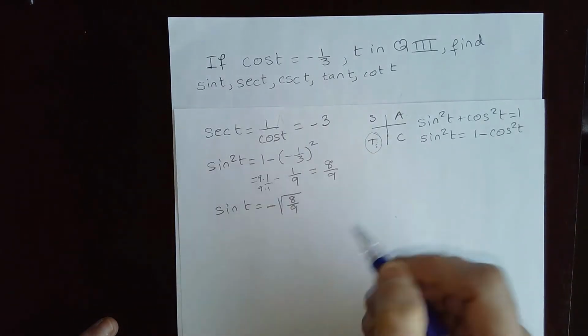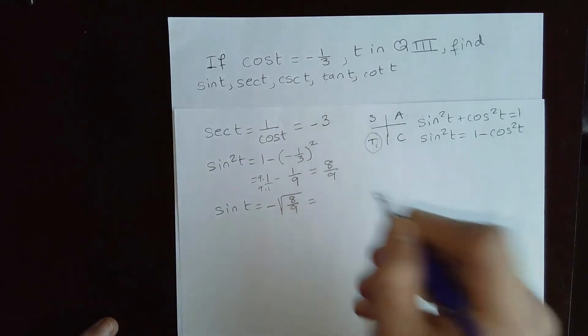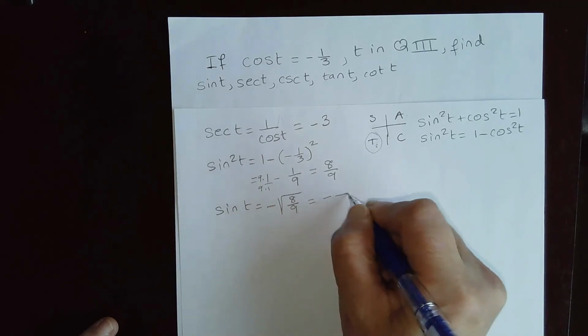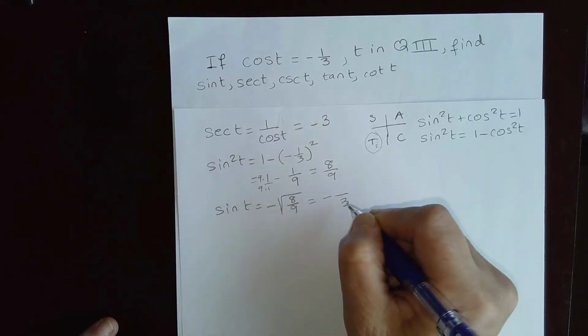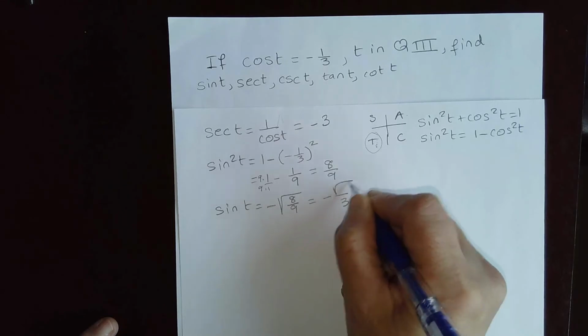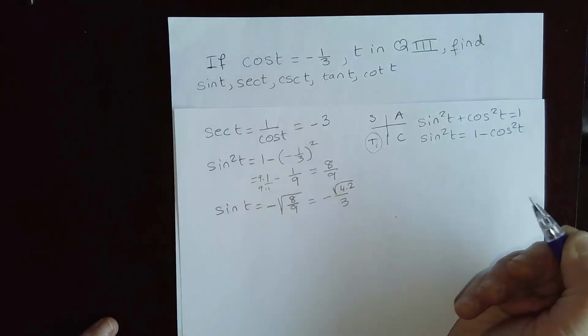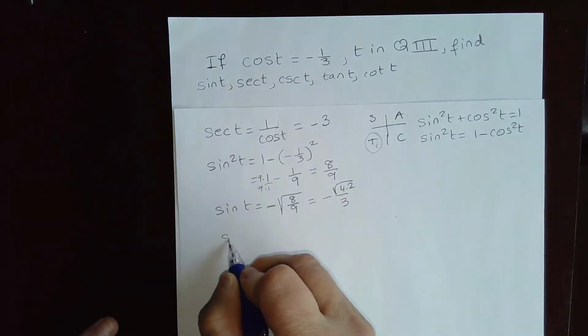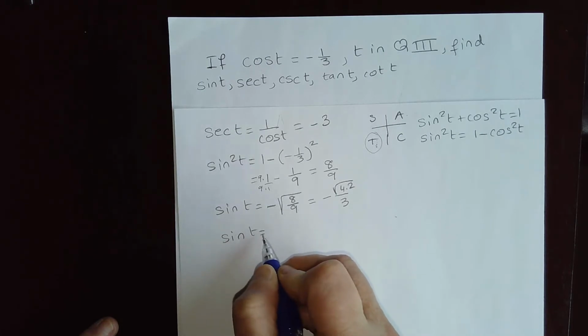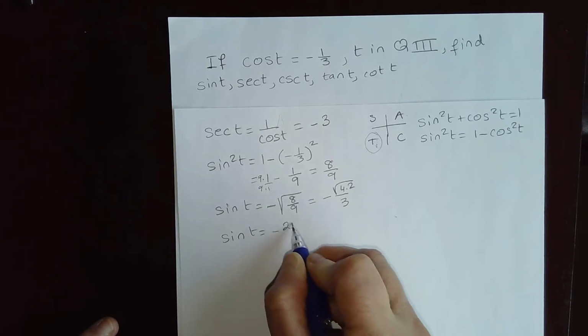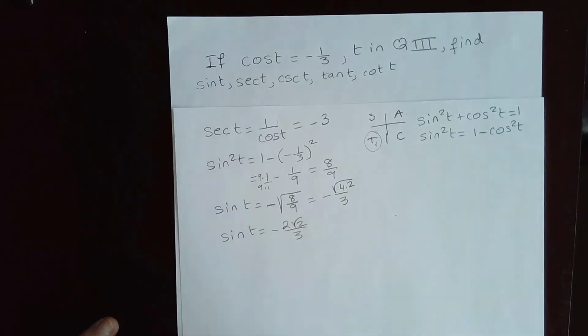Now, let's go ahead and simplify this. First, the denominator comes out. Square root of 9 is 3. Then you have 8, that's 4 times 2. So the 2 comes out. So sine t is equal to -2 square root of 2/3. So that's sine t.